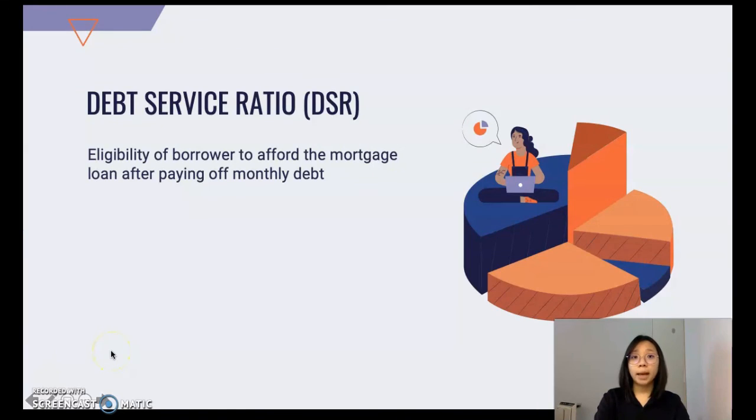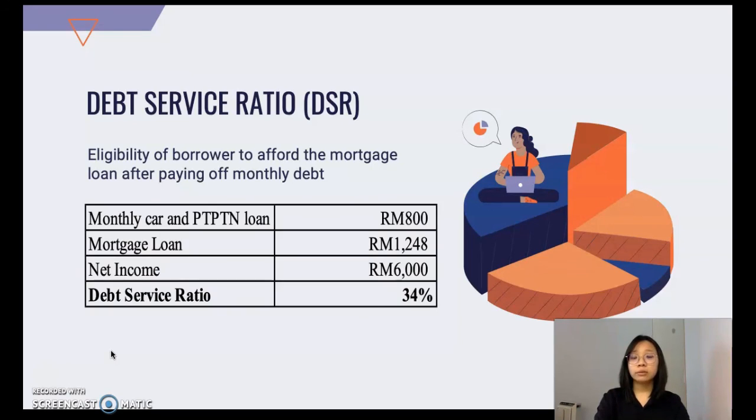When we apply for a bank loan, the debt service ratio will be considered by the bank to determine the eligibility of the borrower to pay the mortgage loan after paying other monthly debt or liability. So in our case, after taking the monthly car loan and education loan into consideration, our debt service ratio is calculated at 34%, which is lower compared to the market debt service ratio at the upper limit of 50 to 80%.